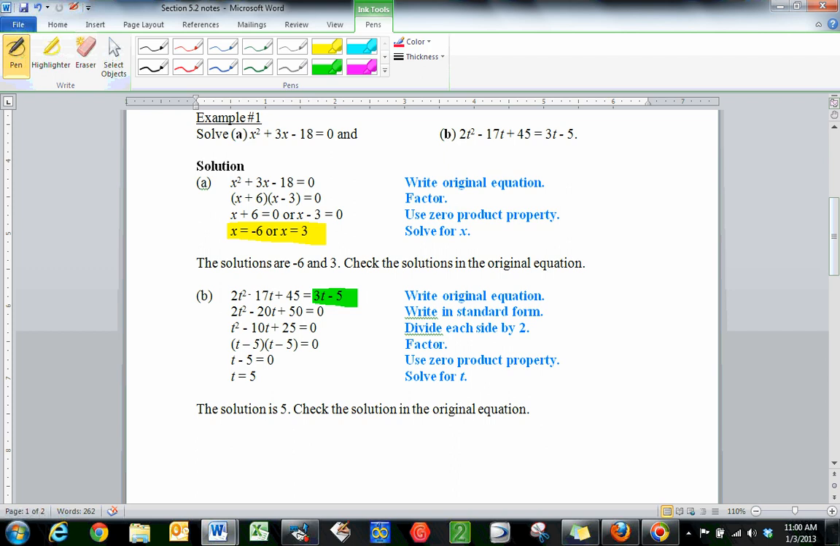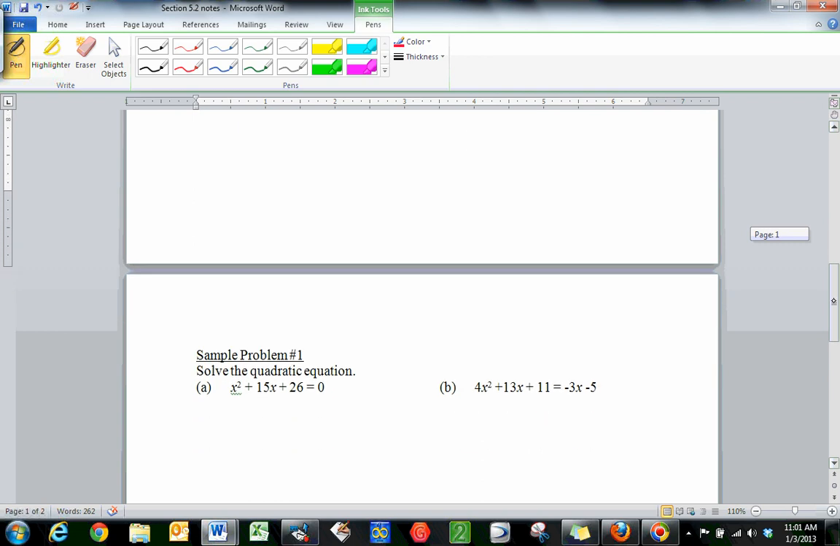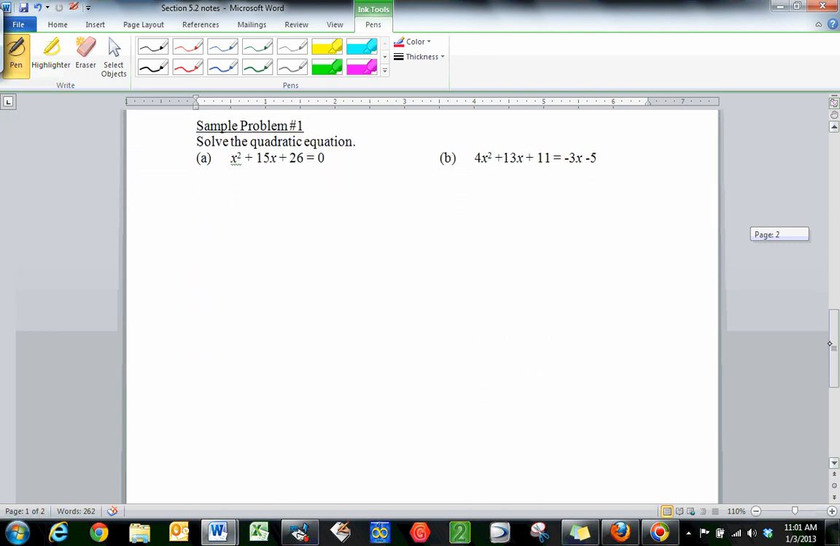So what I want you to do is use these two examples to help you solve the problems in sample problem number 1. So go ahead and take this time to pause the video and work on sample problem 1 part A and part B.